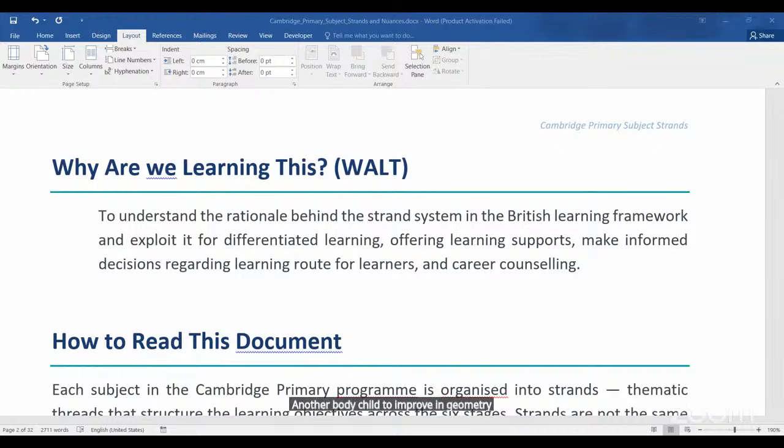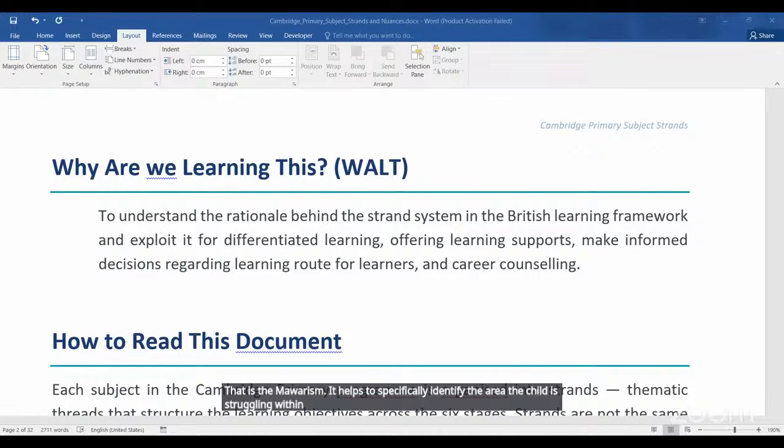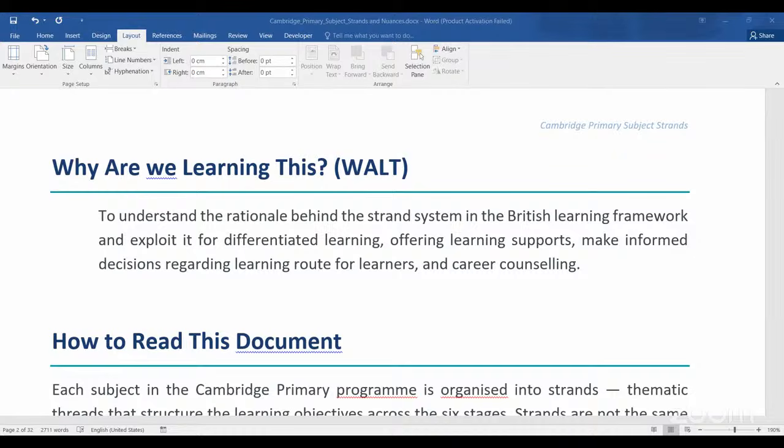That is number one reason. It helps to specifically identify the area the child is struggling in within the big mathematics picture. The exact area. That's the first reason: it helps to identify specific areas to offer learning support.